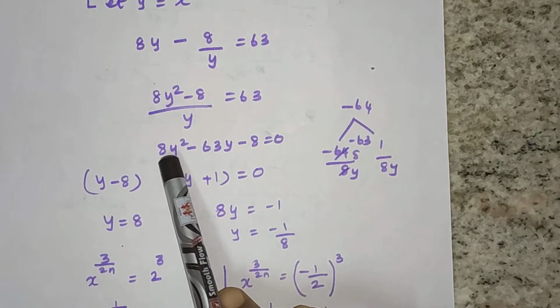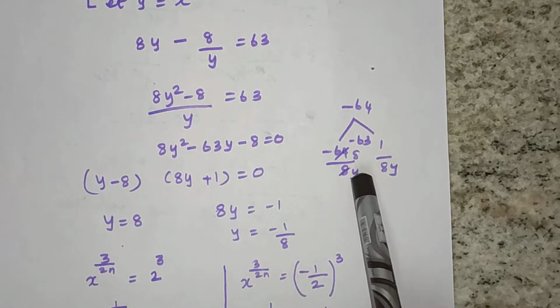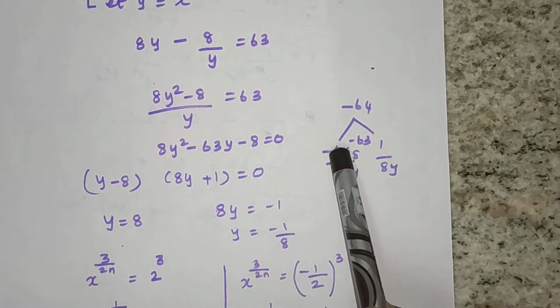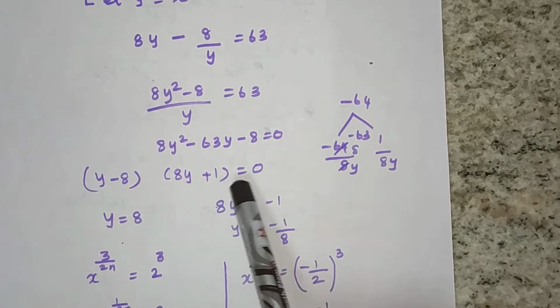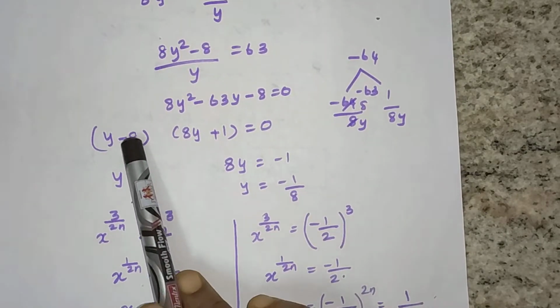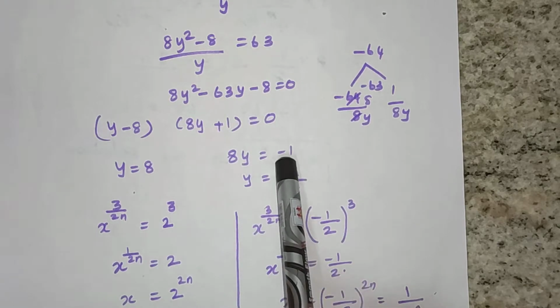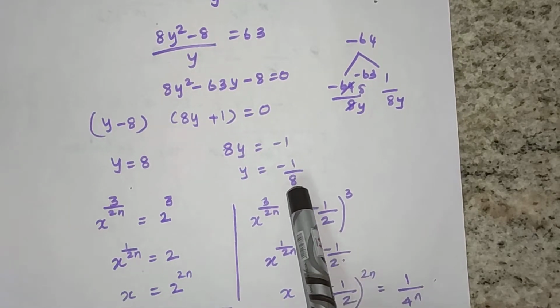So coefficient of y square is 8, so divide by 8. So you cut this one, 8 8s are 64. So y minus 8, 8y plus 1 equal to 0. So y is equal to minus 8 equal to that same means 8. Then 8y plus 1 equal to 0 means minus 1. So y is equal to minus 1 by 8.